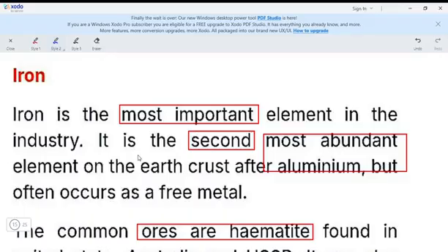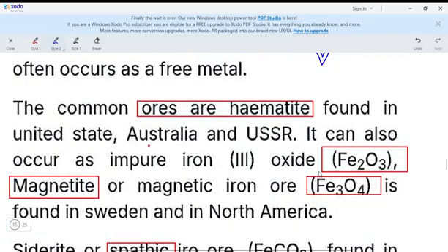In this lesson we'll be looking at the topic iron. When you look at iron, it is the most important element. Virtually everyone knows iron, and it is the second most abundant element in the earth's crust after aluminium. Aluminium is the most abundant metal, but iron is the second most abundant metal.